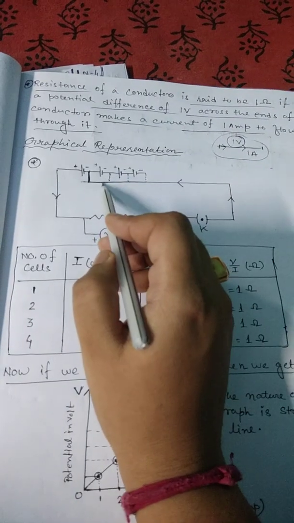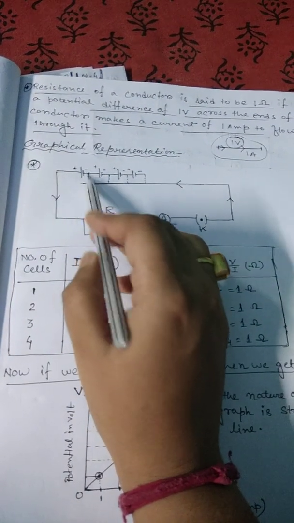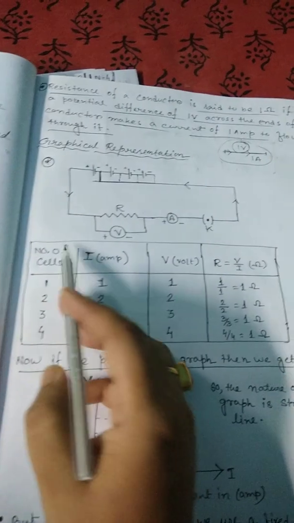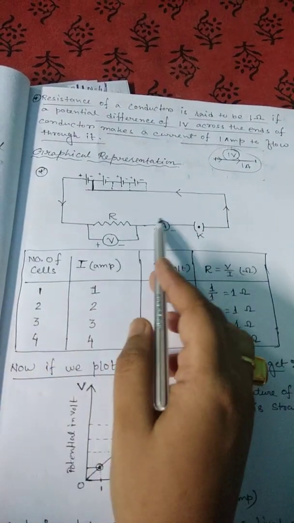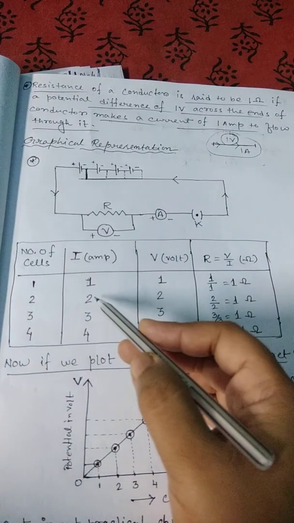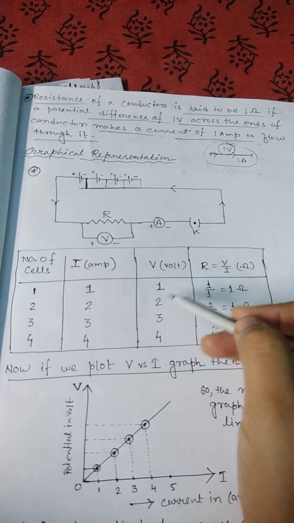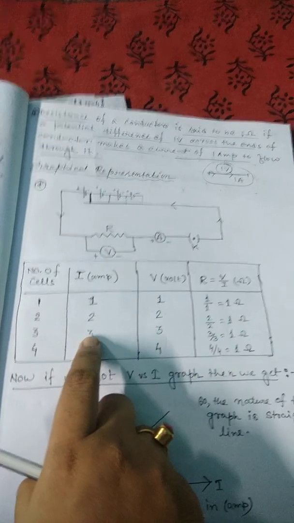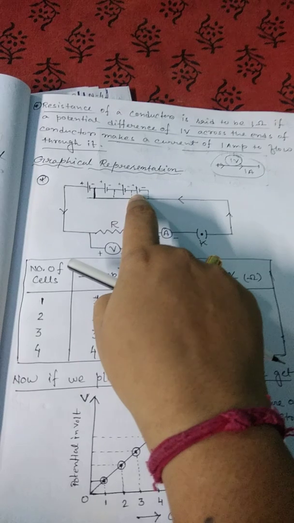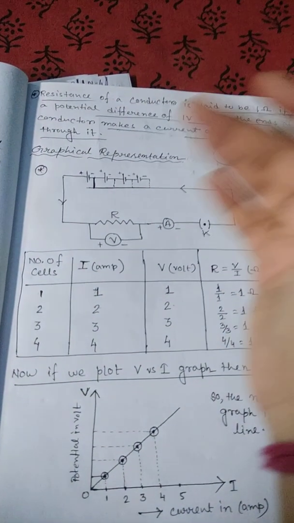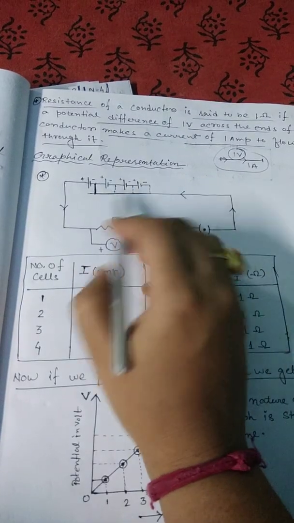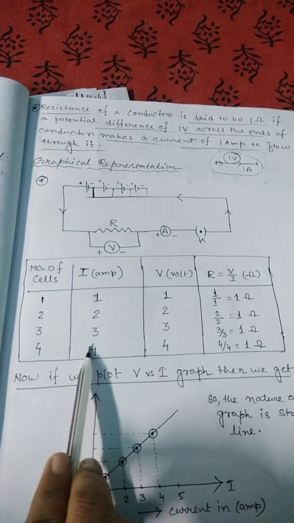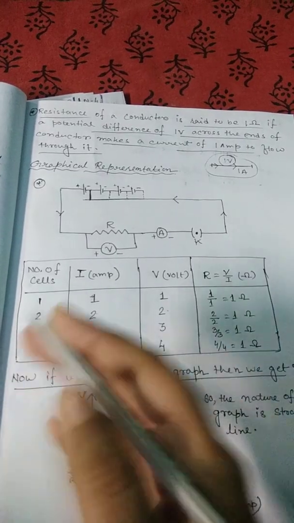Now we connect another cell with this first one. That means these two are absent. Now this circuit contains 2 cells. So the number of cells is 2, and the electric current passing through this circuit is 2 ampere, and the potential difference is 2 volt. Now we connect the third cell, so 3 ampere, 3 volt. And at last, here I consider 4 cells, so when we consider the last one, this circuit contains 4 cells. In the ammeter we get 4 ampere current, and in the voltmeter we get 4 volt of potential difference across R.